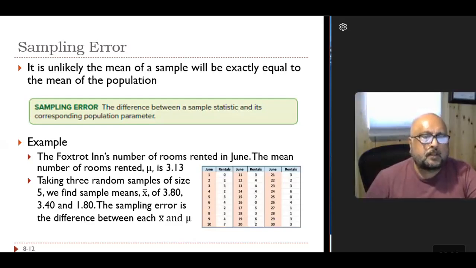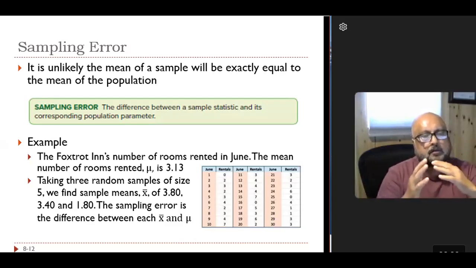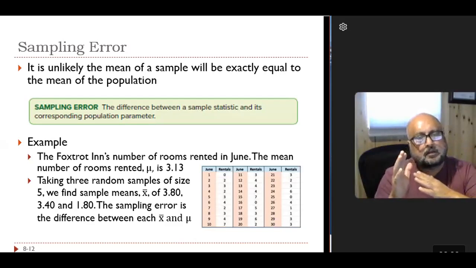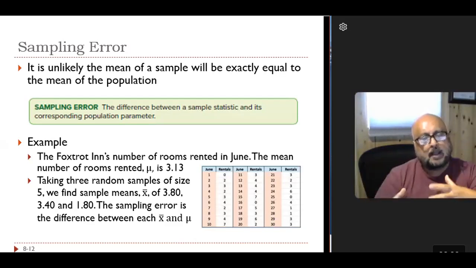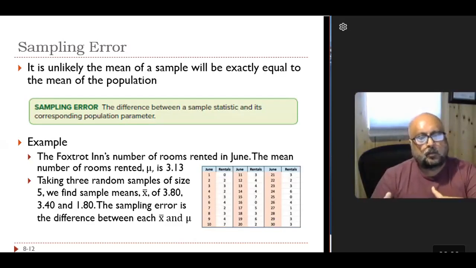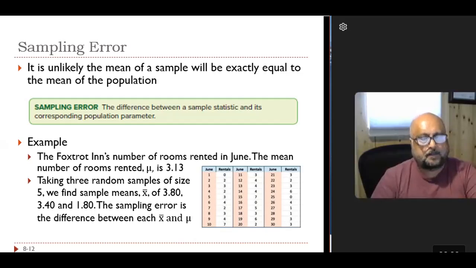Sampling error. Sampling error is the difference between the sample mean and the population mean. Ideally, what we want is for the sample mean to be the same as the population mean, which means that the sample represents the population perfectly. But it's not always the case. Sometimes there is a difference, and the difference is called sampling error.